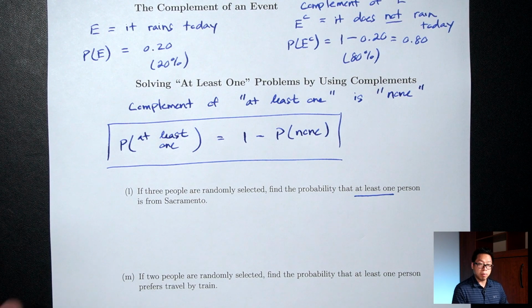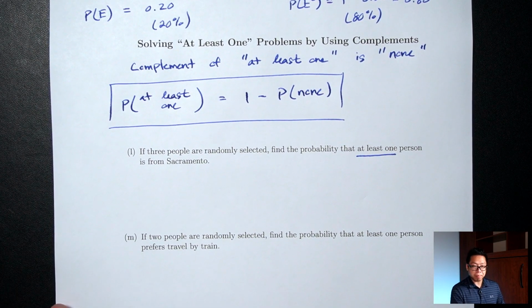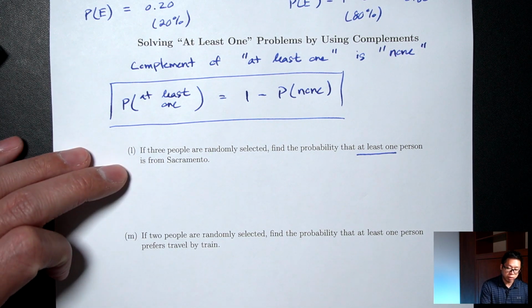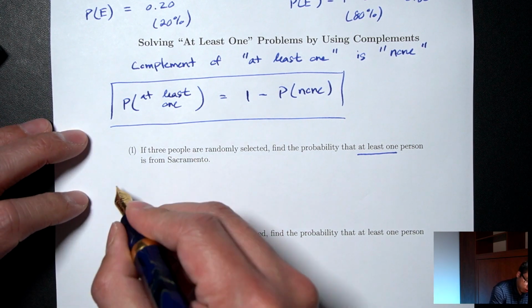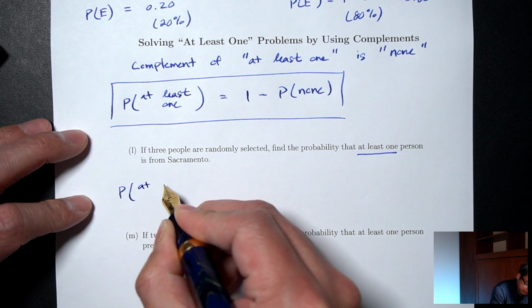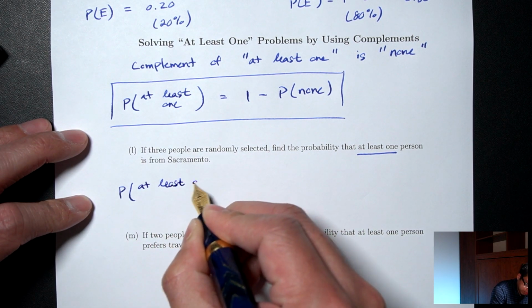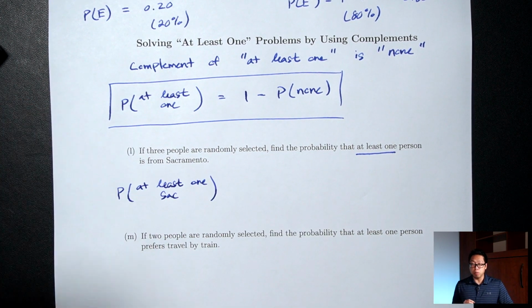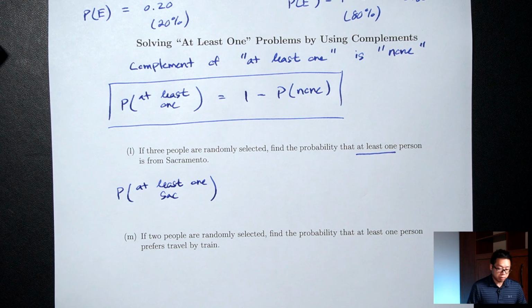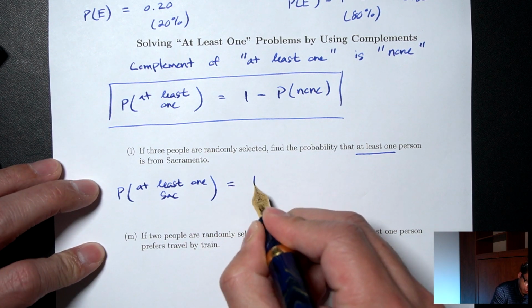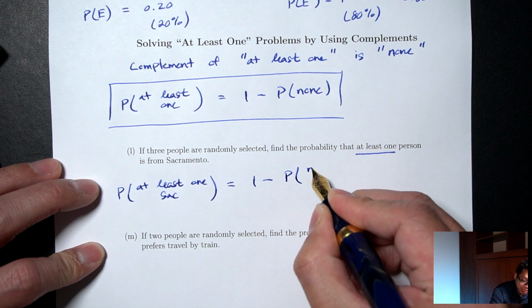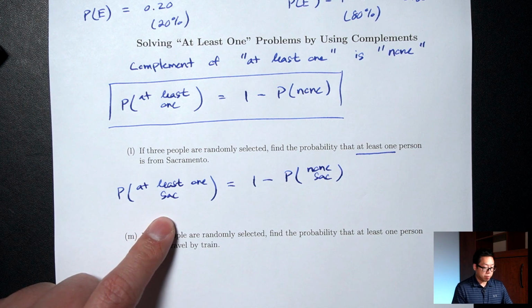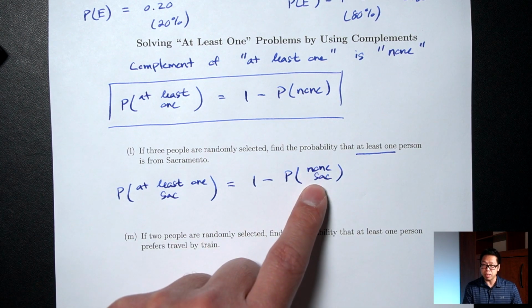So let's see how to do this with an example. Part L, if 3 people are randomly selected, find the probability that at least one person is from Sacramento. So I'm looking for at least one Sac. Doing it directly is hard because there are too many possibilities. The idea here is we're going to do 1 minus the complement, which is none from Sac. At least one Sac is going to be the same thing as 1 minus none from Sac.